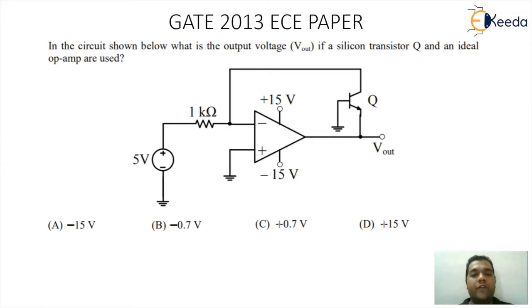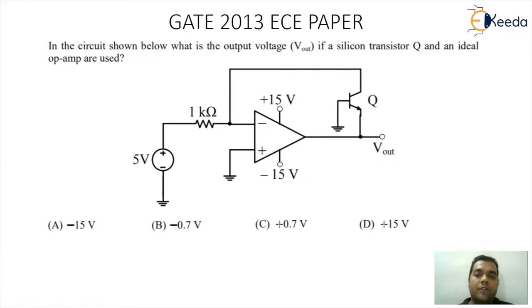If you observe carefully, there is an op-amp with plus 15 and minus 15 as VCC supply, a resistance of 1 kilo ohm, and in the feedback path we have a transistor Q with the base terminal grounded. For the op-amp, the non-inverting terminal is connected to ground and the input connected to the circuitry is plus 5 volt. So now how do you find the output voltage?